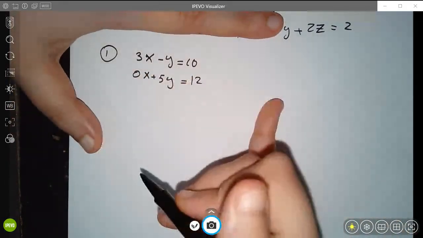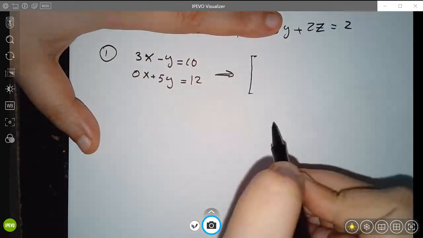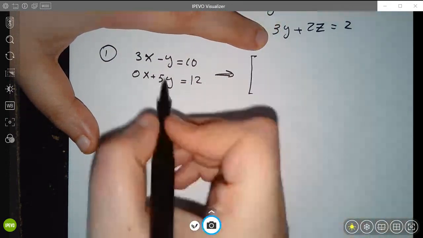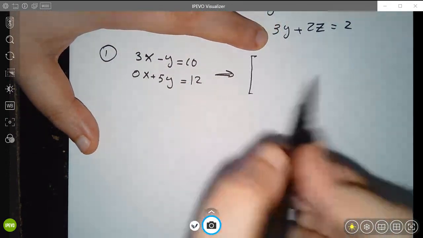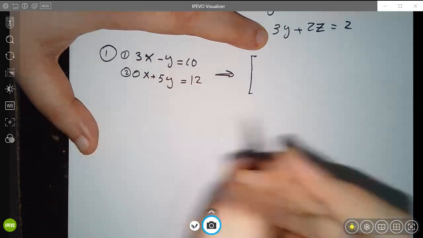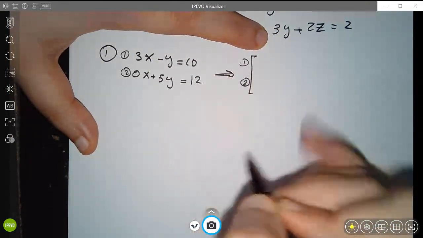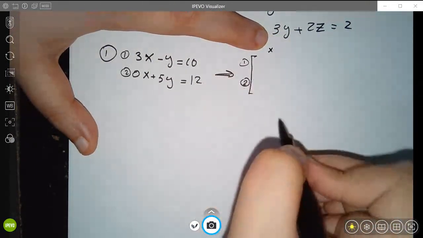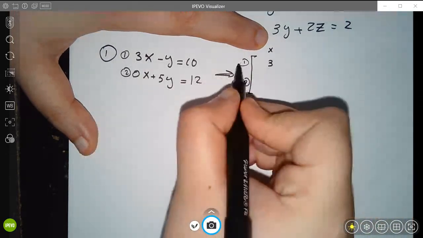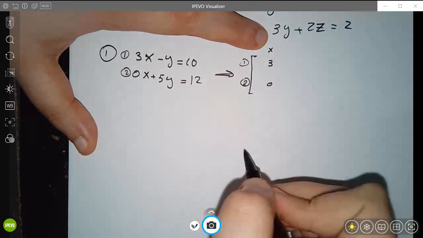Now, if I want to translate this to a matrix, you draw the bracket. Yes? Now, first column is going to be the x's. Each row is going to be a different equation. So this is my equation number 1, equation number 2, right? So number 1, number 2. They go in that order. Now, since this is the x column, right here, first one, you're going to have 3 in the first row and the 0 in the second one.